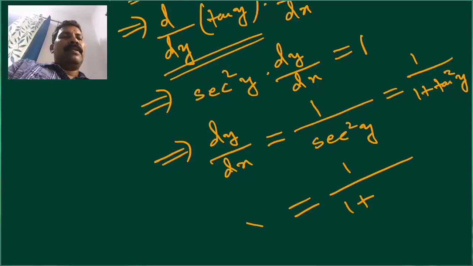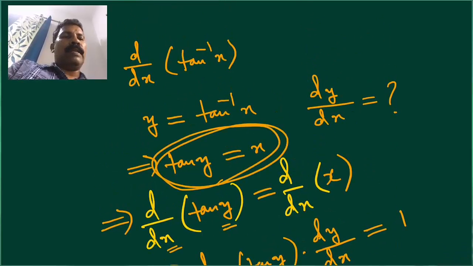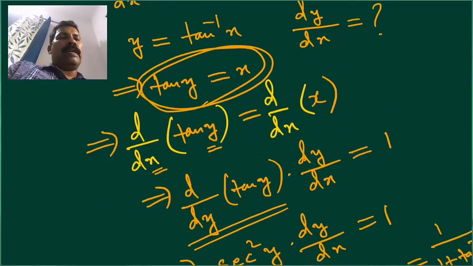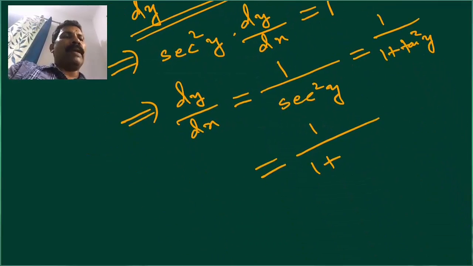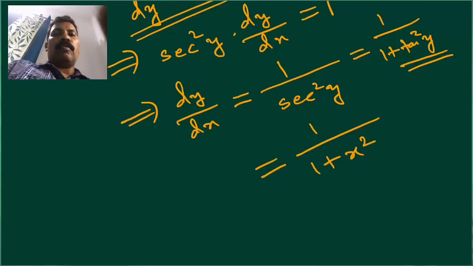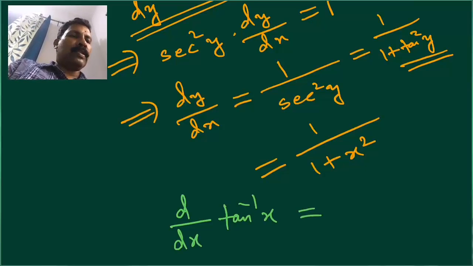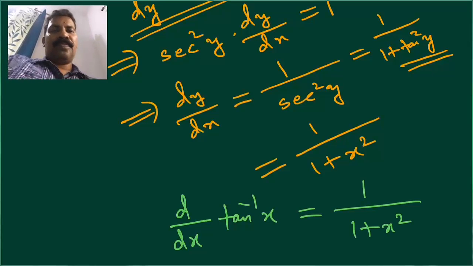That is equal to 1 by 1 plus, what about tan y? Now you know tan y is x only. So we can substitute tan y as x. So that is x squared. So you can write the derivative of tan inverse x with respect to x equals 1 by 1 plus x squared.